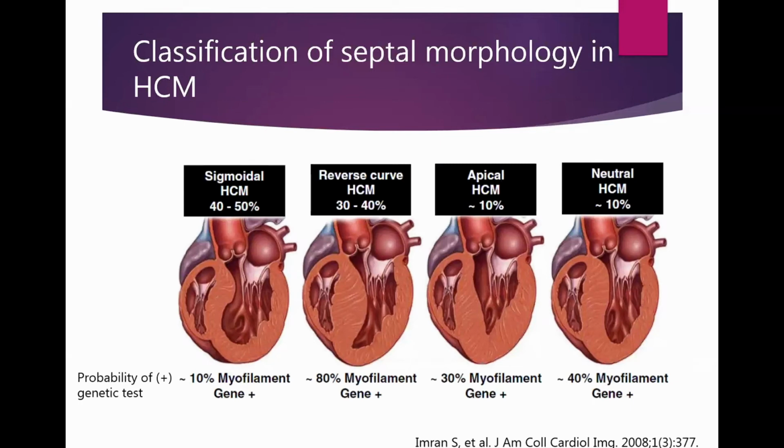The probability of positive genetic tests is the highest in the form with the reverse curve septum. Probability is moderate in apical and neutral forms. And the sigmoid septum is characteristic of elderly, older patients, who have also hypertensive disease.